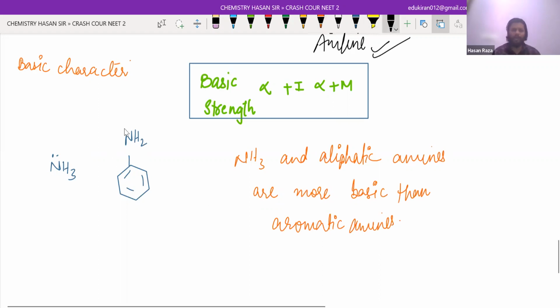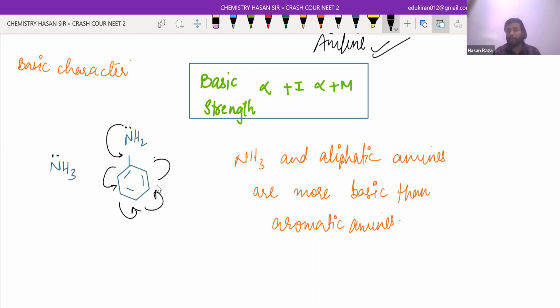Why is it so? Because you know this has a lone pair to donate and it increases its basic character. This also has a lone pair. So what is the difference? The difference is that this lone pair is busy in resonance, so it will not be preferred for this benzene to donate this lone pair. It will not be easily donated because it is in conjugation with the benzene ring. So this lone pair will be busy in resonance, but this lone pair is free and it can be easily donated. So this will easily donate. That's why NH3 ammonia and aliphatic amines like CH3NH2 will be more basic than aromatic amines.